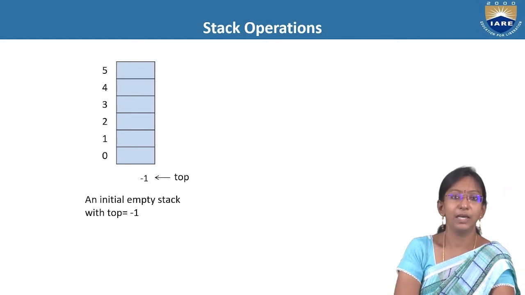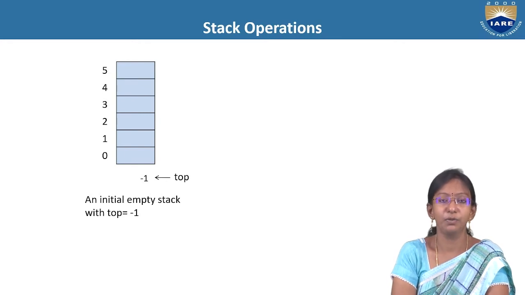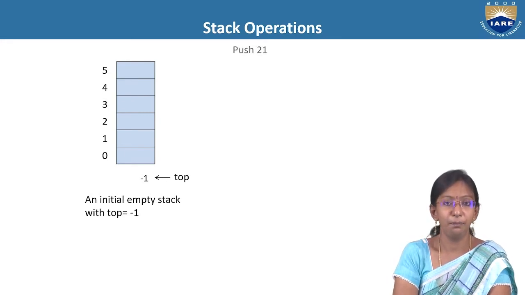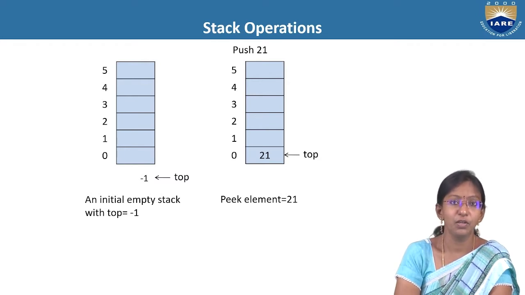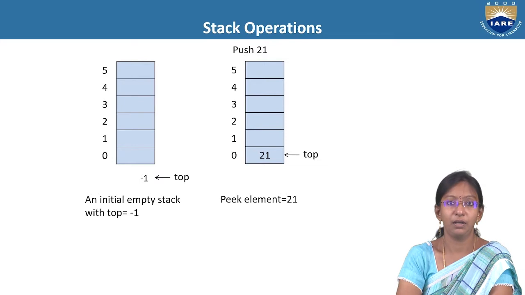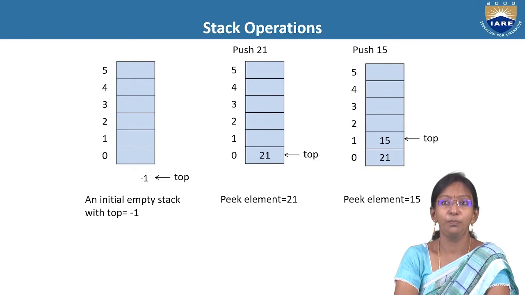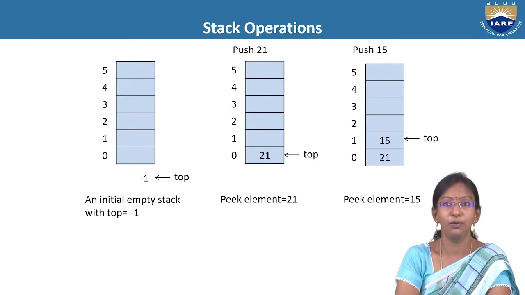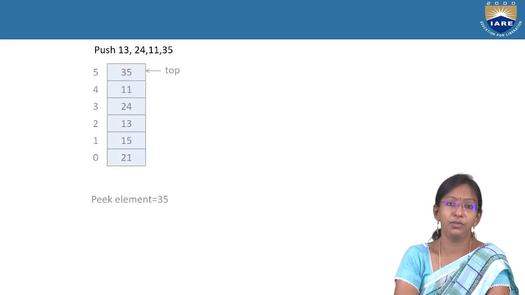Right. So let's look at the operations of a stack. Initially when the stack is empty, the top is pointing to -1. If I push a value into it, the top will be incremented to index value 0 and the element is inserted. So the peek element is 21. Next, if I insert 15, that is I push 15, top is further incremented to index value 1 and now the peek element is 15. So what if I insert 4 elements, 13, 24, 11 and 35 respectively?